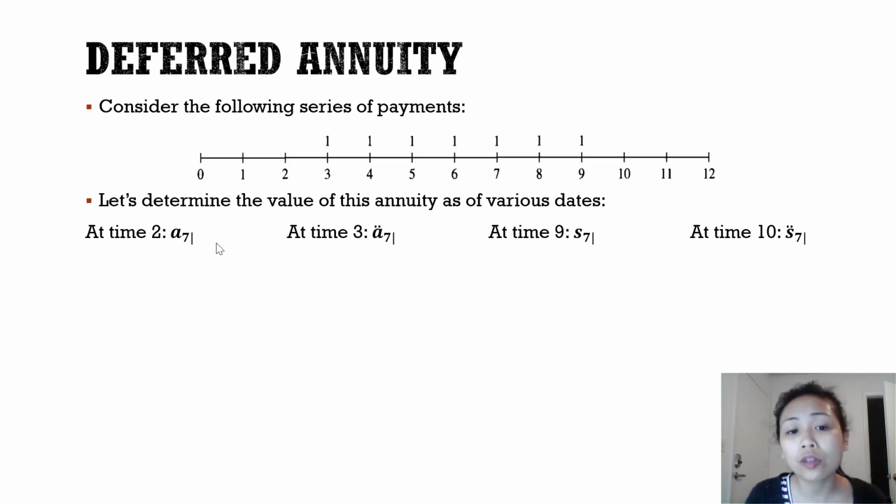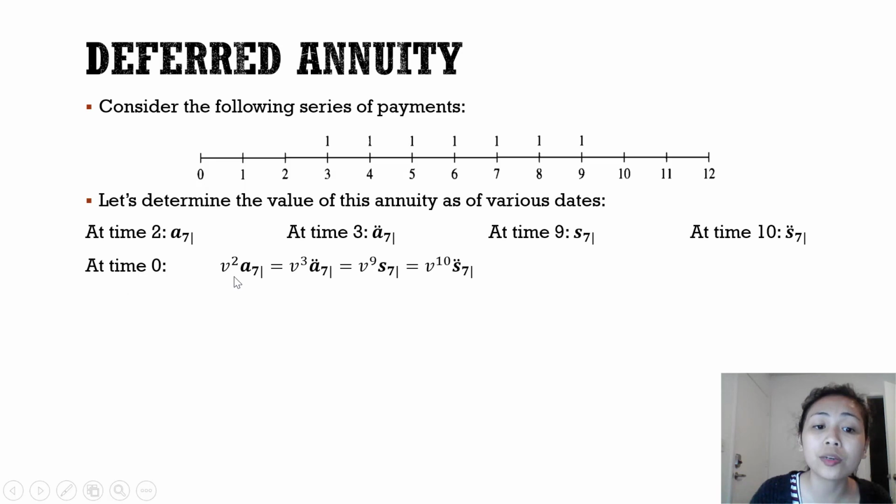So what if you want to determine the value of this annuity at different times, suppose time 0, time 11, or time 12? Remember on the lesson of time value of money, I have shown you how to bring money from one time to another time. So to evaluate the value of this annuity at time 0, we bring the value of this annuity at time 2 to time 0. So at time 0, it's v squared a7 because we bring the value from time 2 to time 0, so we multiply this amount by v squared.